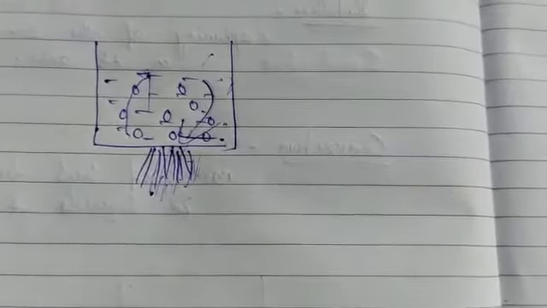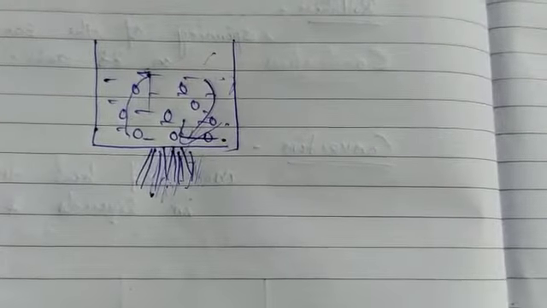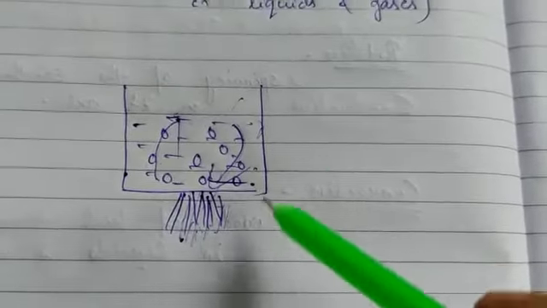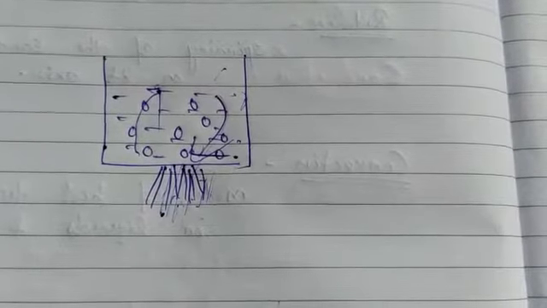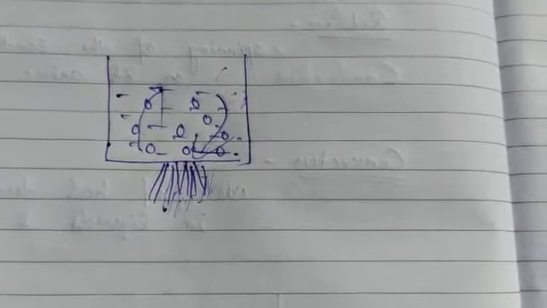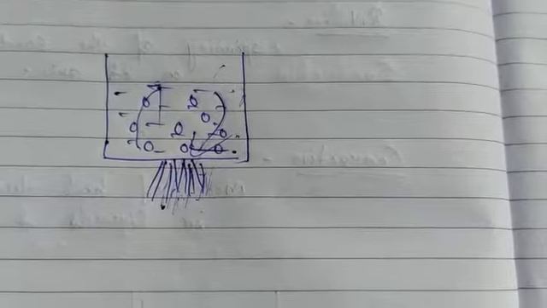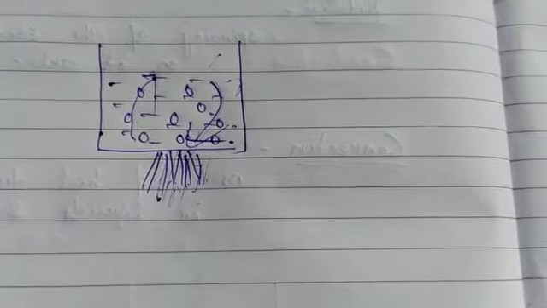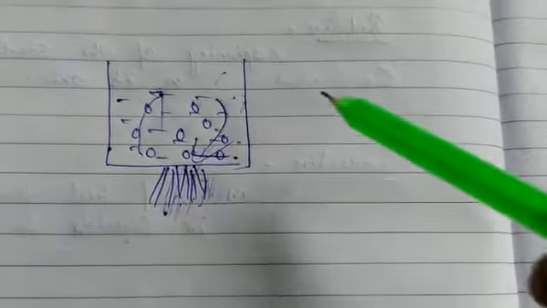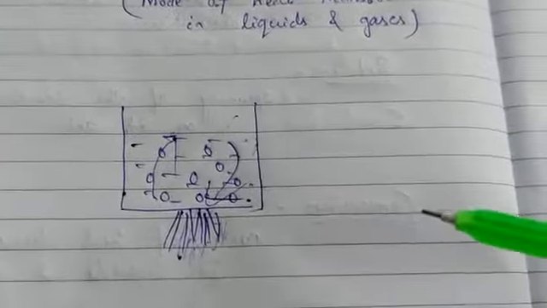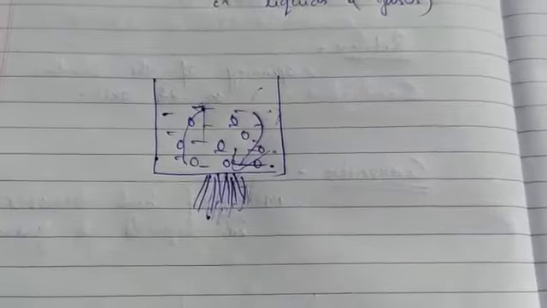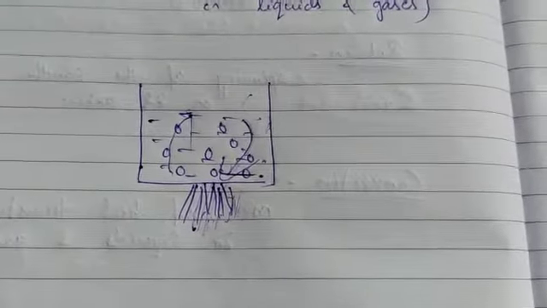Like this, in liquids and gases, heat is transferred by the convection method. This is how convection works. The particles which are getting heat are moving faster and rising up, forcing the cooler particles to come down. This is how convection works, and it is the mode of heat transfer in liquids and gases. Now we can see how convection is used in our daily lives.